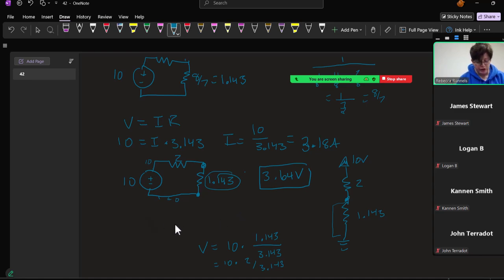So I could do the same thing. So I could do 10 times 2 over 3.143, and I would get 6.36. But I probably wouldn't do that because I would already have this in my calculator, and I would know that this number, the 3.64, and this number, whatever it's going to be, have to add together to be 10. So I would just subtract that number from 10 and get it that way. And if you subtract that number from 10, you get 6.36. So you get what you are supposed to get.